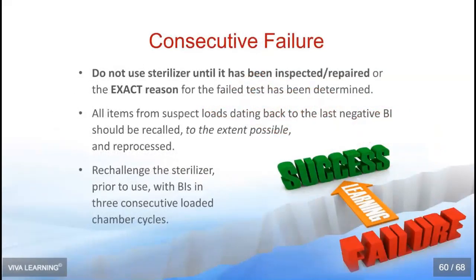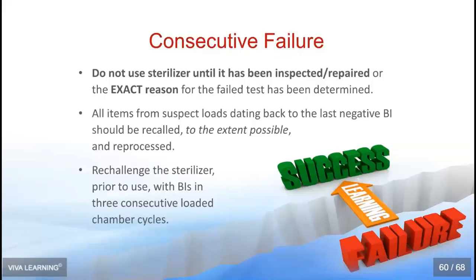So what happens if that retest on that biological indicator, that second test that you did, comes back as a consecutive failure? The game changes at this point according to the CDC. It still remains that you cannot use that sterilizer, but now you can't use it until it has been inspected and or repaired, or the exact reason for that second failed test has been determined. And if you think you found the exact reason, I would encourage you to document this in your sterilization log in case that ever comes up in question.